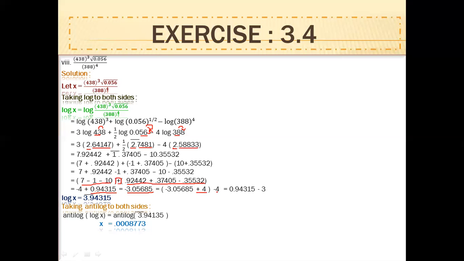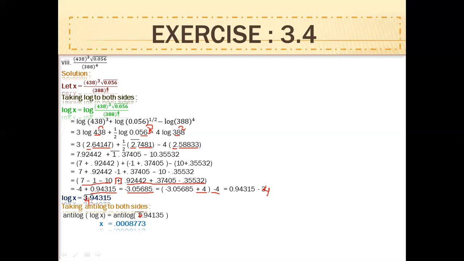The greater number than minus 3 is 4, so we add plus 4 and minus 4. After adding 4 and minus 3.05685, we have there 0.94315 and this will be 4. And also we have minus 4, so the result is minus 4.94315. Now is the turn of anti-logarithm table.